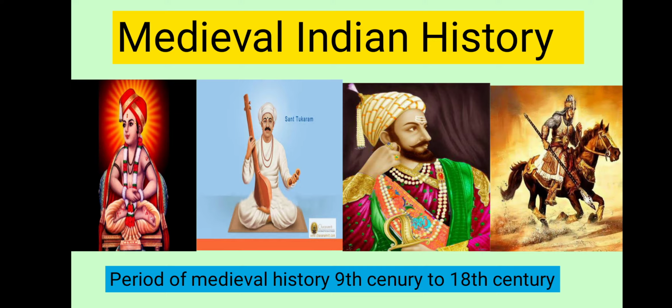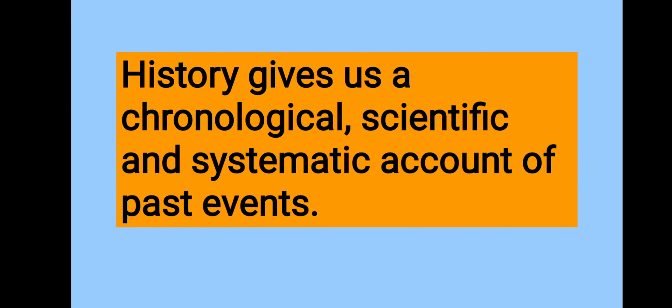Understood? But the question in your mind is, why do we have to learn history? Is it important for us? Yes, the answer is, it is very important. What does history give to us? History gives us a chronological, scientific and systematic account of past events. Whatever incidents occurred in the past, history gives us in order, in a systematic way. So we have to learn history.